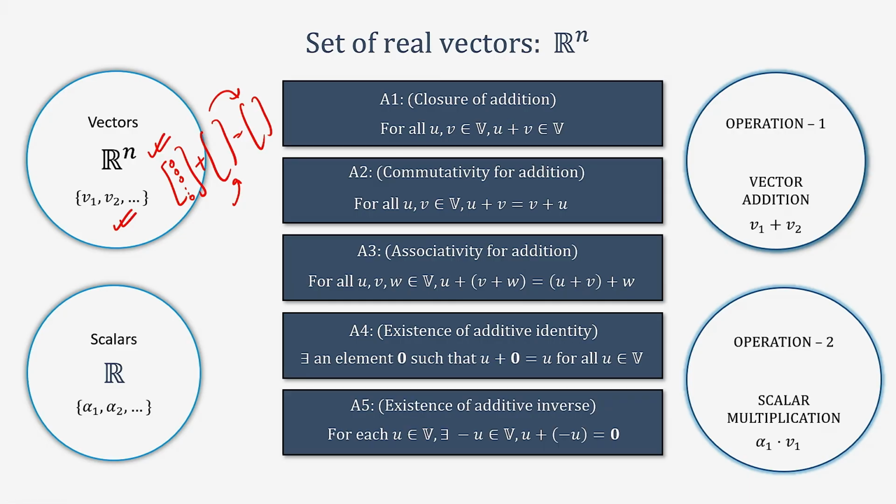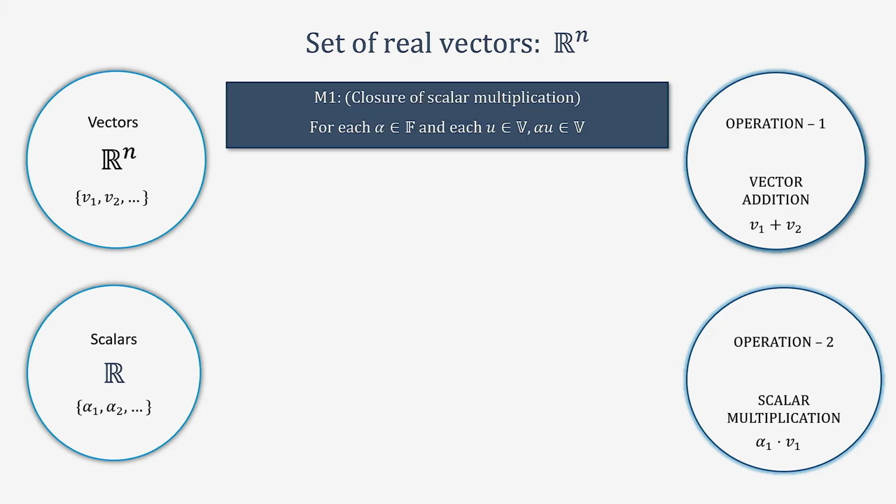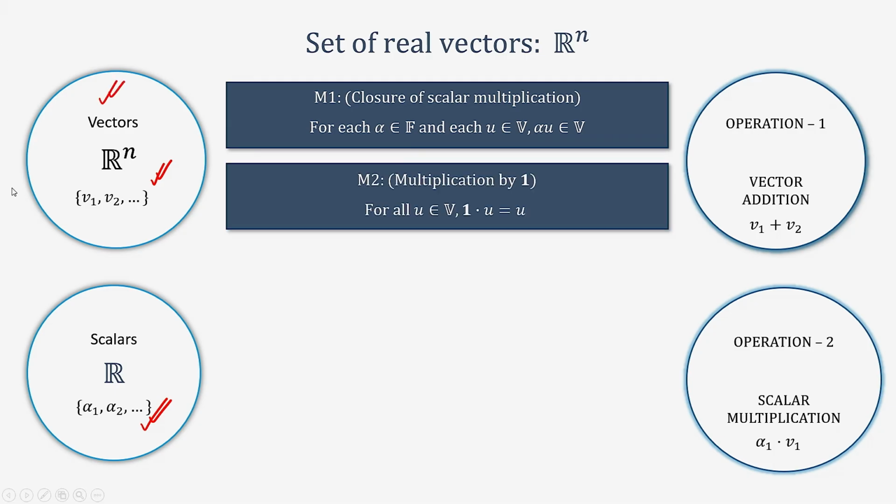Further, there is an additive inverse also. If you take any vector in this set, you can always find another vector in this set which when added with that element will give you back 0. So, these are 5 properties. Then we have the property of closure under scalar multiplication, that is, if you take any scalar and multiply it with a vector here, the new vector that we get will also lie here. Next, if you take the real number 1 and multiply it with any vector here, you will get back the vector again.